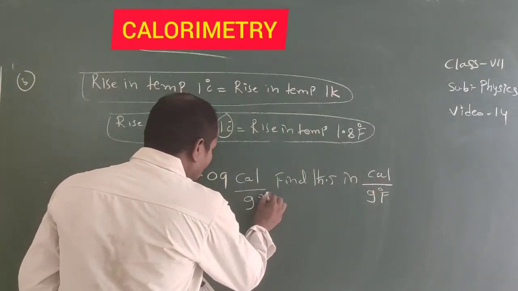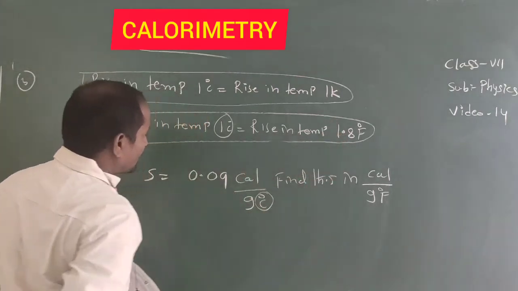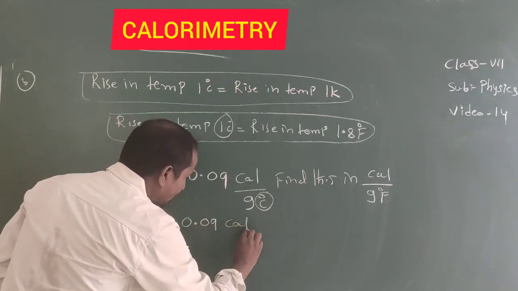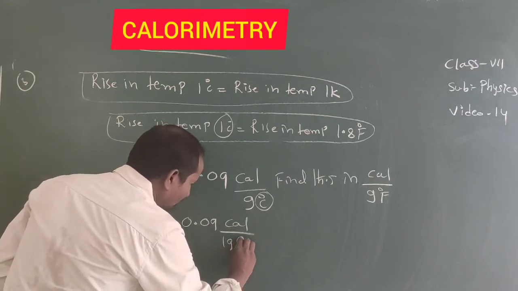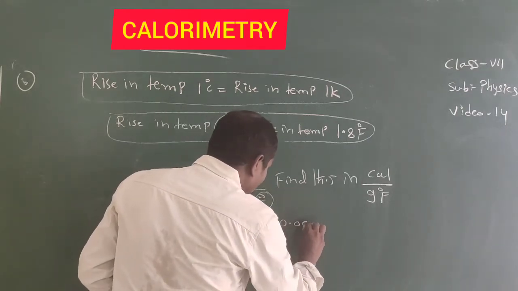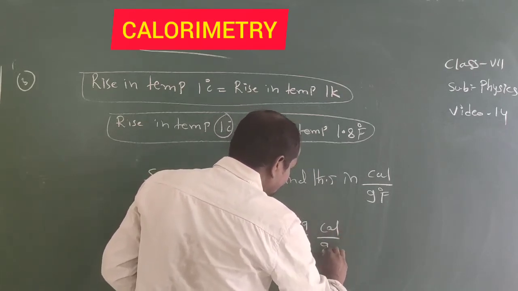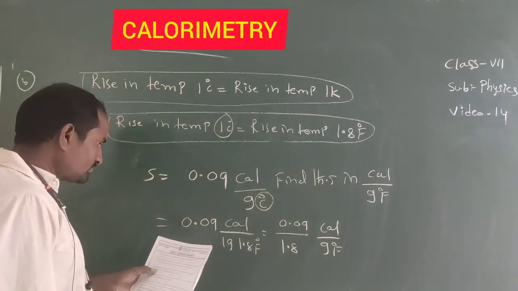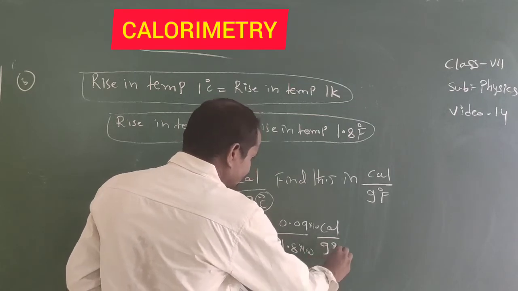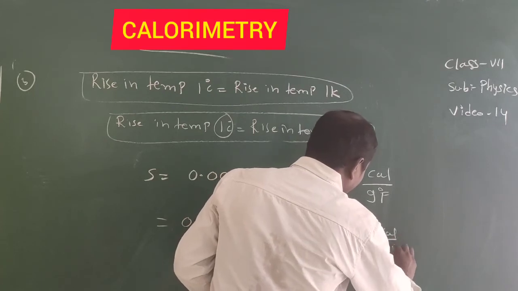So here C means 1 C. So what is the 1 C? Rising temperature 1 C equal to rising temperature Fahrenheit equal to 1.8. So we can write here 0.09 calorie by 1 gram into 1.8 degree Fahrenheit. That is equal to 0.09 by 1.8 calorie per gram degree Fahrenheit. Okay, so here we can multiply by 100 in both. That is equal to 9 by 180 calorie per gram degree Fahrenheit.